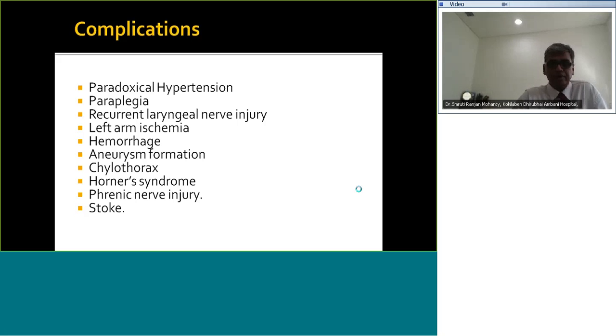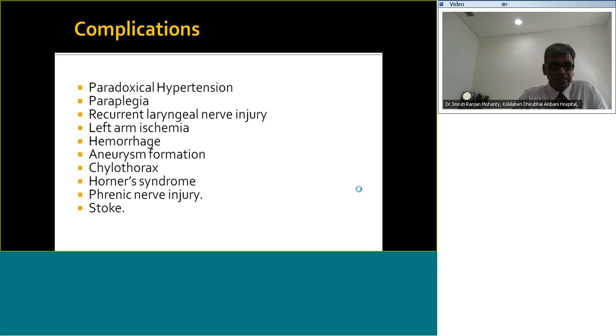If one is going for a subclavian aortoplasty, then there is a chance of left arm ischemia. Like for any surgery, there is a huge chance of hemorrhage. It's the aorta. It's a very, very major common cause for any post-operative problems. Now, after coarctation, as I told you, there can be aneurysm formation at the site of repair also.